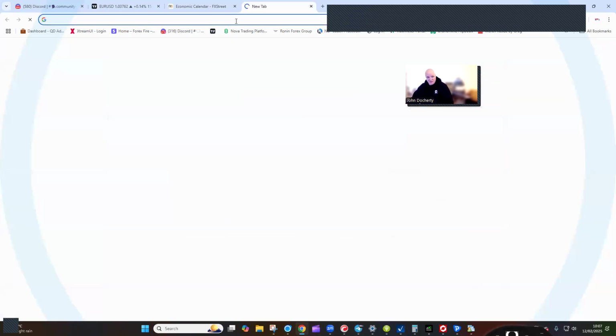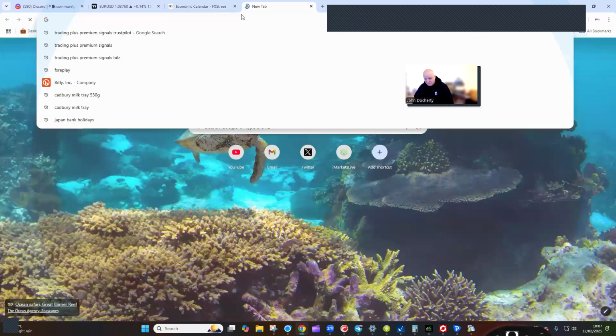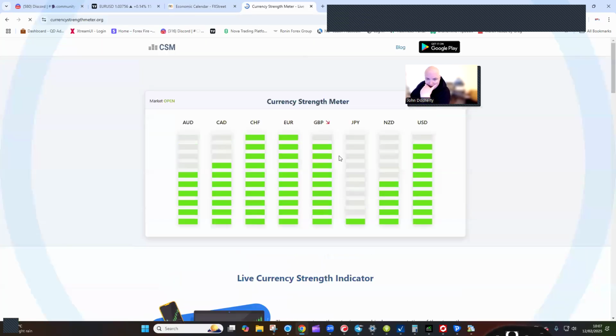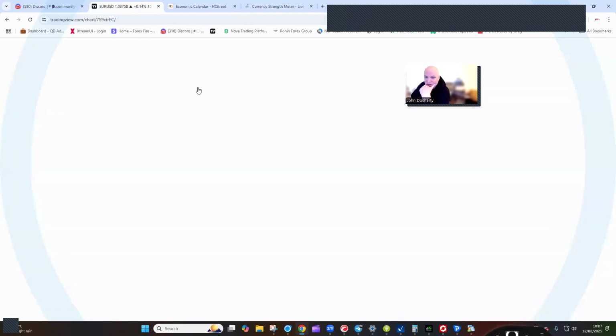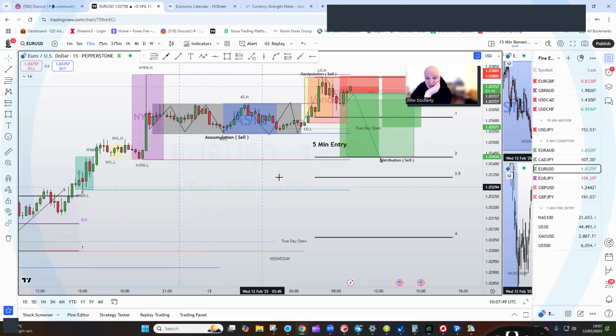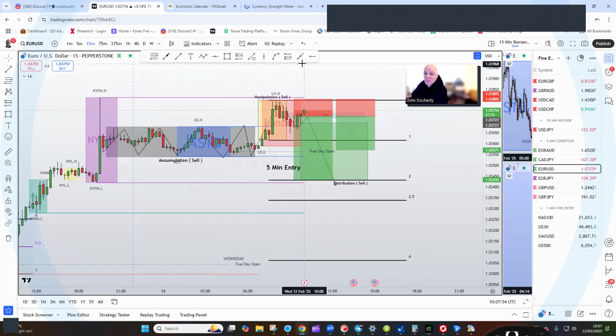Let's check the currency strength. Euro USD, they're both pretty strong. To be fair, the euro is slightly stronger, so it's against us at the minute. If it strikes out, then so be it. We just follow the model, the process and the template, okay?